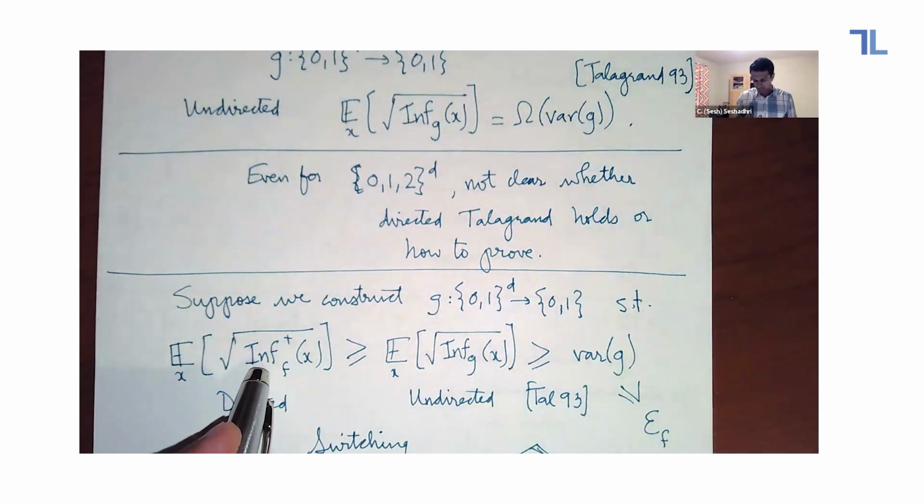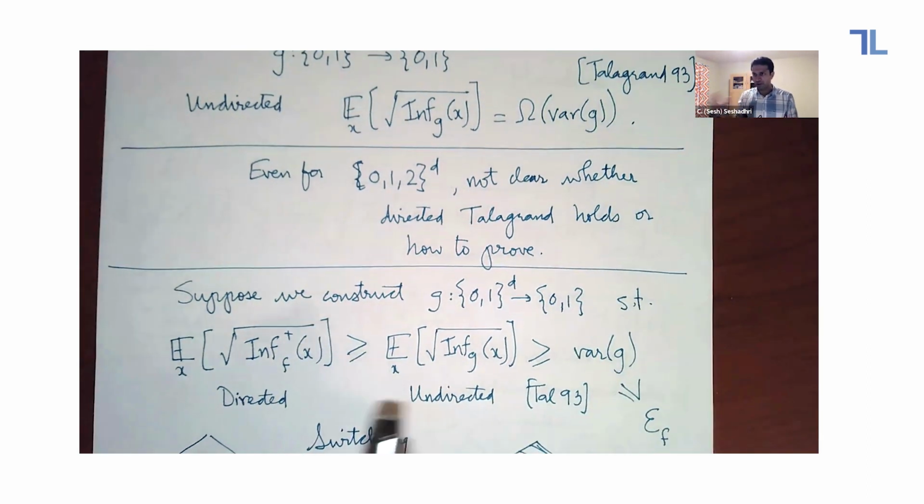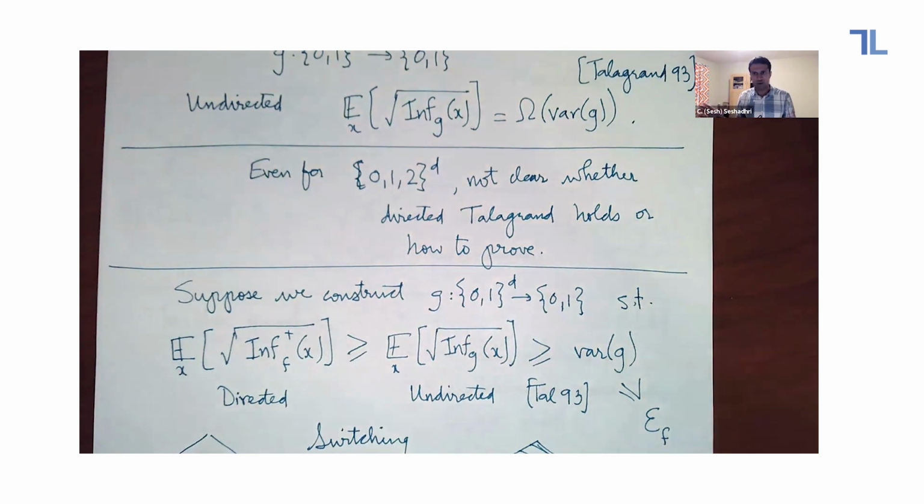This was the aim. And we're going to pull this off, but not with one g, but rather a distribution on g. If I'm going too fast, and if there are any questions, please stop me.